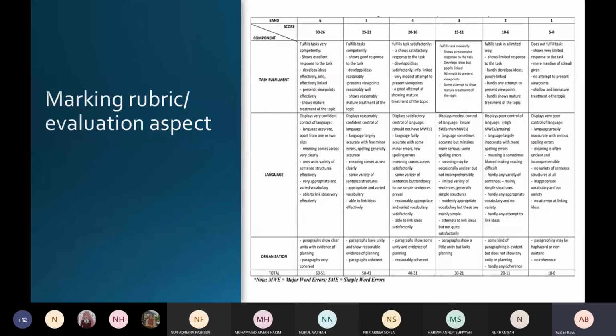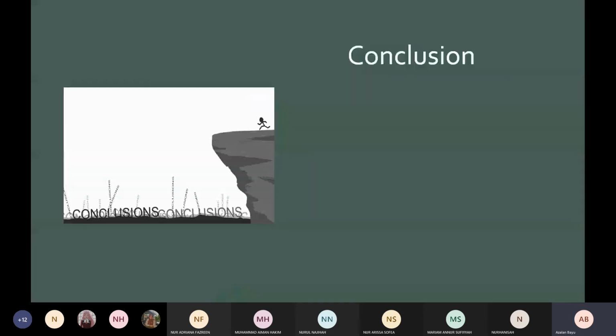Organization yang paling senang untuk you score. Language and task fulfillment depend on your content and juga you punya language style. Okay, so 3 benda ni yang akan digunakan untuk evaluate you punya assignment.